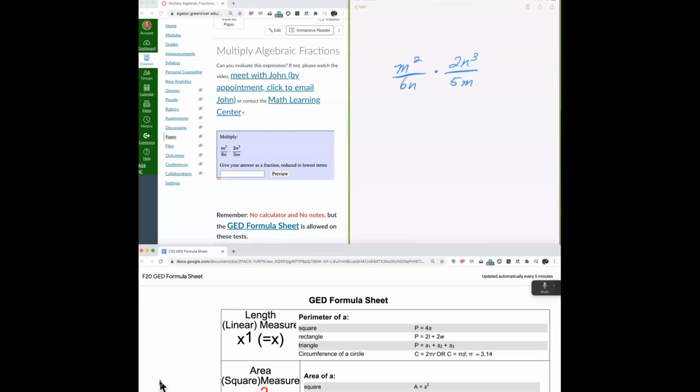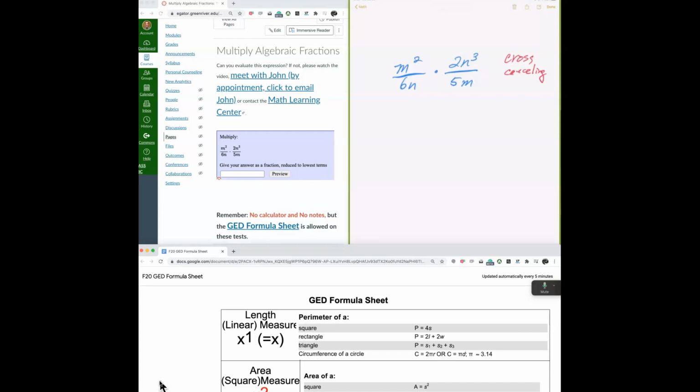In this problem, I've copied it out on my tablet. We have m squared over 6n times 2n cubed over 5m. In this kind of problem, we're going to want to use cross-canceling. This is a kind of pre-processing where you can reduce numbers or reduce variables before you do the actual multiplication of the two fractions.